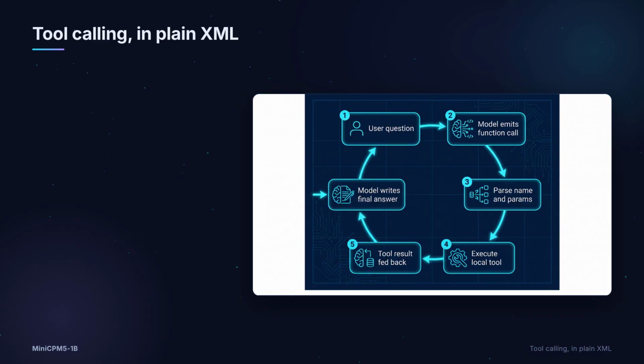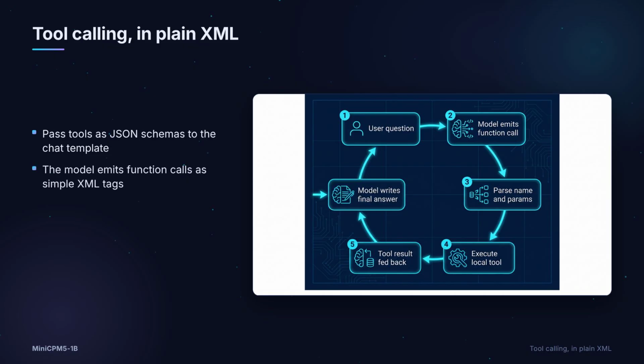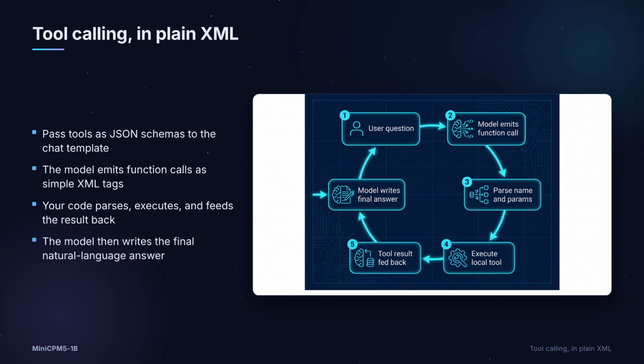MiniCPM5-1B is also genuinely agentic. It can call tools. You describe your tools as standard JSON schemas and pass them to the chat template. When the model decides a tool is needed, it emits a function call as a simple XML tag, naming the function and its parameters. Your application parses that XML, runs the actual Python function, and feeds the result back to the model as a tool message. The model then reads that result and writes the final, natural language answer for the user. This whole loop runs in plain transformers with no server required, and in production, serving engines like sglang can parse those calls for you automatically.